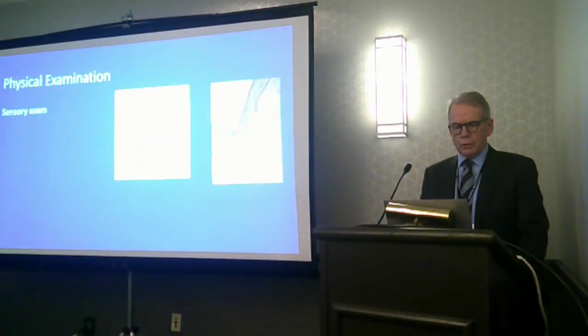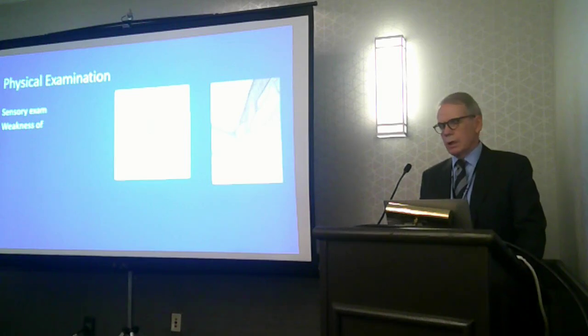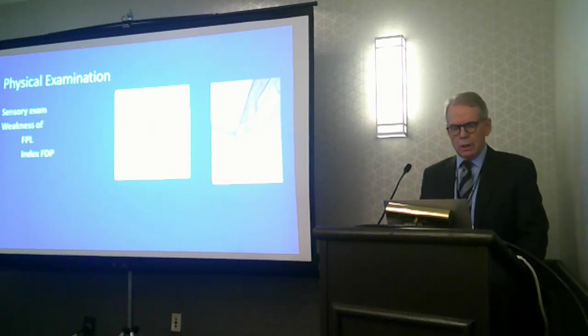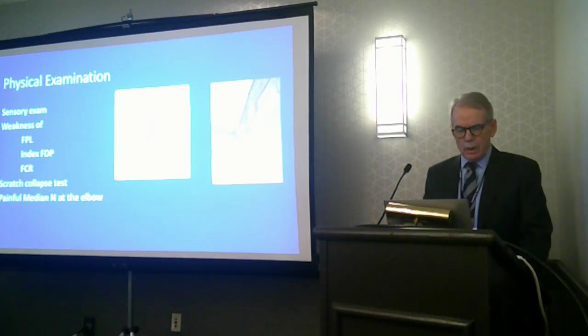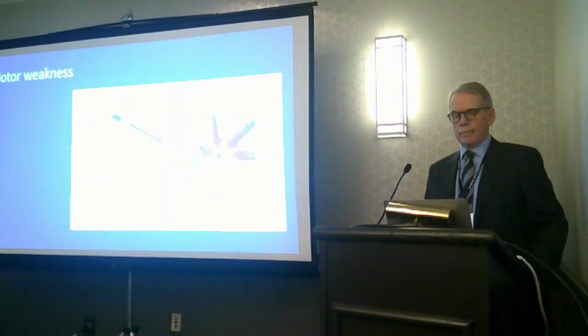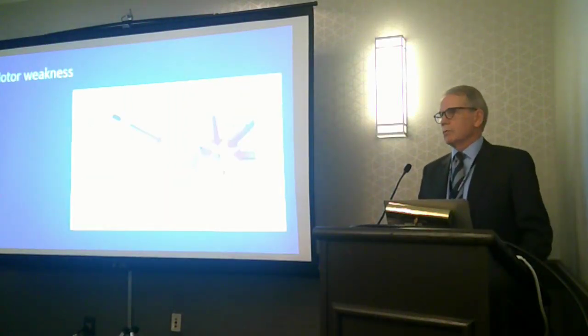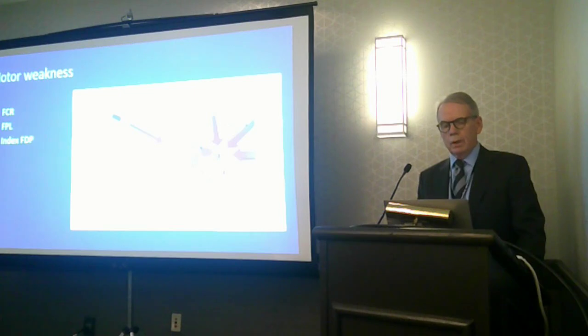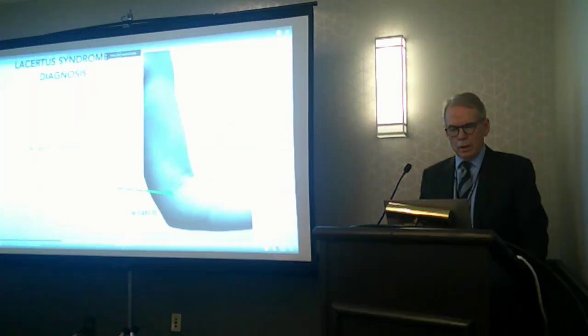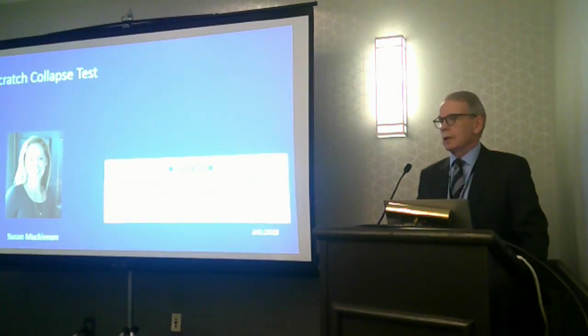So the examination, we all know the sensory exam for the median nerve. They have weakness, like Dr. WALANT did, of the FPL, index profundus, and FCR. They can have a positive scratch collapse test and have painful median nerve at the elbow. If you do a cross-section of the median nerve at the elbow, the superficial fascicles include the FCR, the FPL, and the index profundus. The scratch collapse test has been described by McKinnon in 2008.